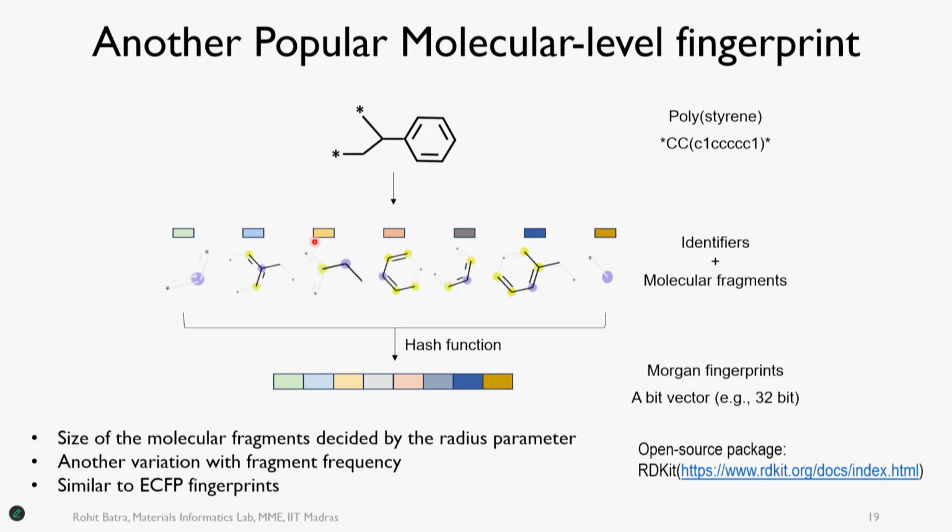Now there is another popular open source fingerprinting technique, which is basically Morgan fingerprints. I think someone was talking about it earlier. Actually, this is also very similar. You just need to count the fragments. They look at fragments: this fragment is of length 3, this fragment is of length 2, this fragment is of length 5. So fragments of different lengths they are counting, and they are saving it in a more efficient manner.